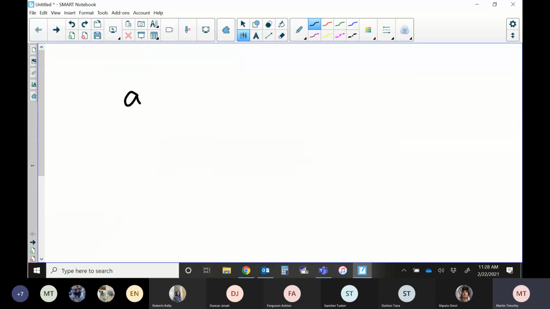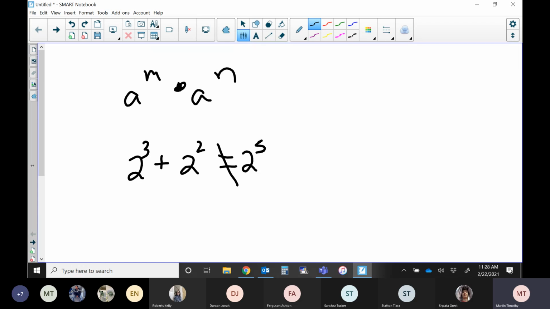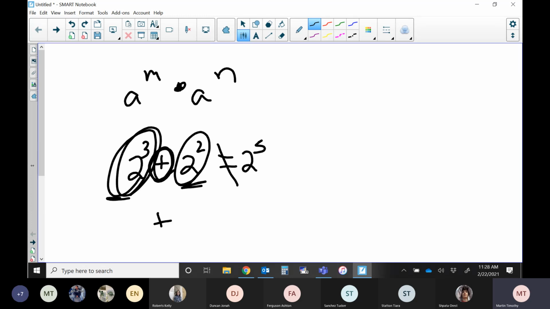Right? a to the m times a to the n. Now notice it's not a plus sign in between here. If I had 2 to the third plus 2 to the second, this does not equal 2 to the fifth. This has to be a multiplication sign. If there was an addition, you would actually have to do 2 to the third, find its number, do 2 to the second, find its number, and then in the end add them. So this would actually be 8 plus 4, which would be 12, which is much different than 2 to the fifth, which is 32. Those are not the same. So it has to be a multiplication sign between them.